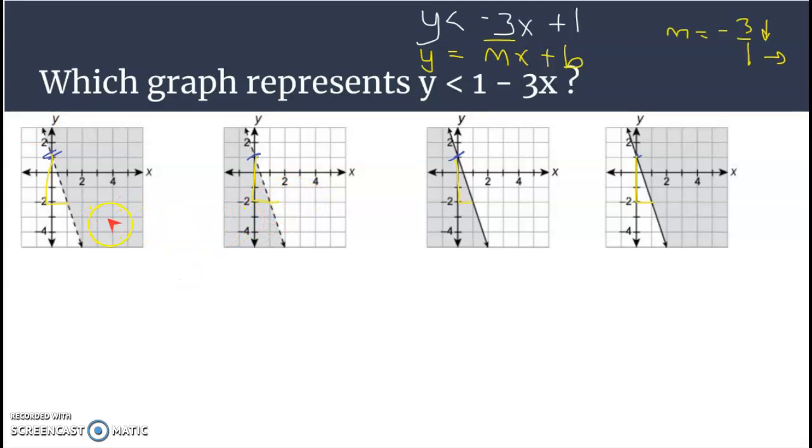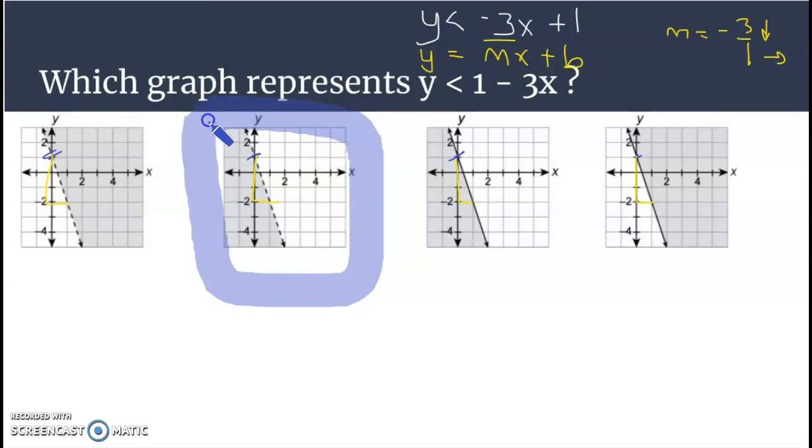And then we also need to say shade below the line, given that it's a less than symbol. Looks like this second choice is going to satisfy everything. Dashed line, shade below. So we got all that. Notice all four choices here, the line structure itself was the same, but we were just focusing on this one inequality here.